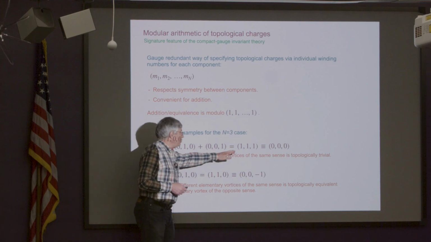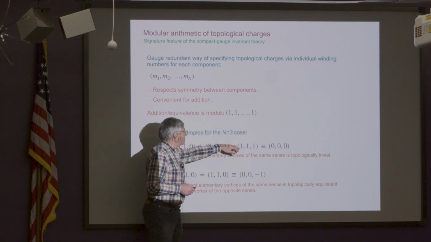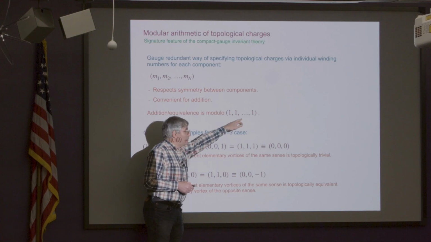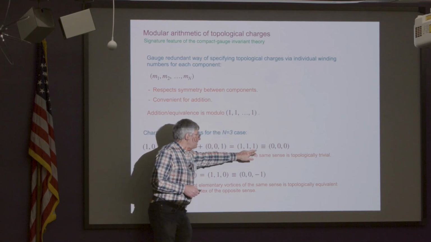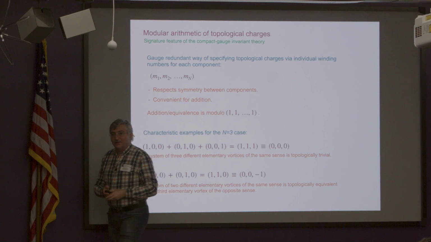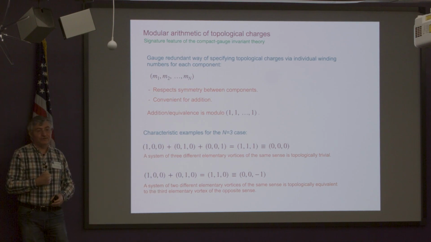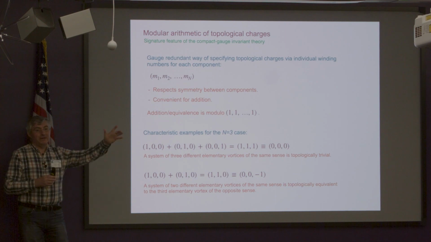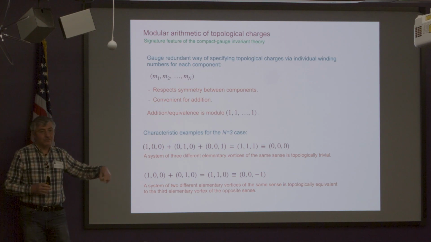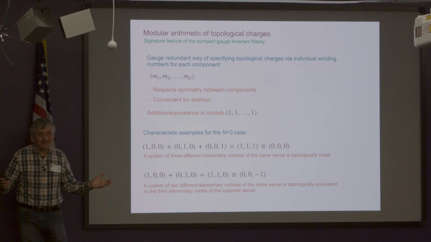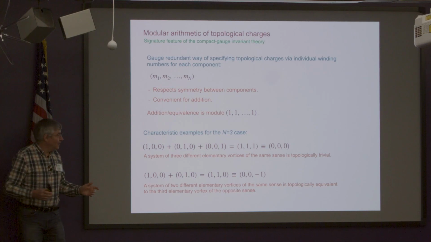That's the result of summation. But since I have to compare modulo (1, 1, 1), this guy is equivalent to (0, 0, 0), meaning that if I have a system of three elementary vortices and I go far away and I go around, I see nothing, as if there are no vortices.